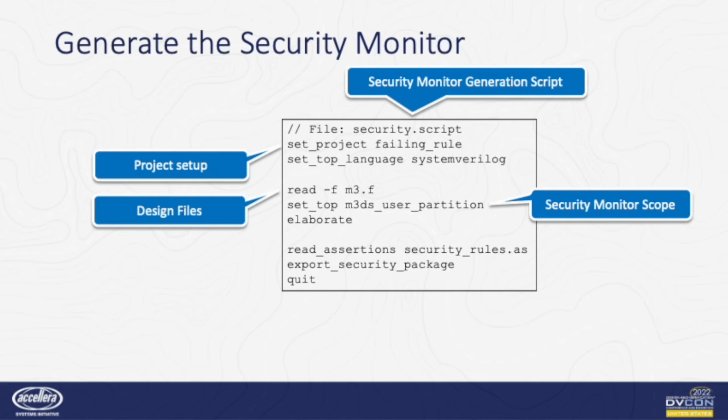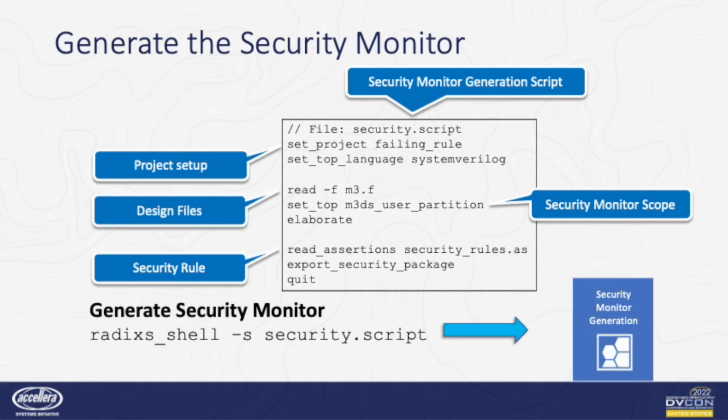Next, we set up the security monitor scope, and this tells the tool where to track the information flow in the design. Finally, we read in the security rules from the properties file, and we give this script to the Radix SL utility, which proceeds to create the security monitor.